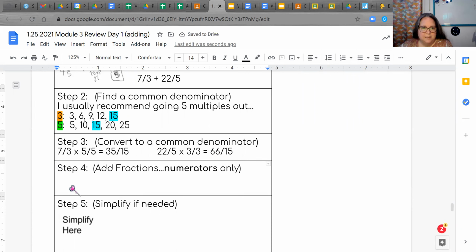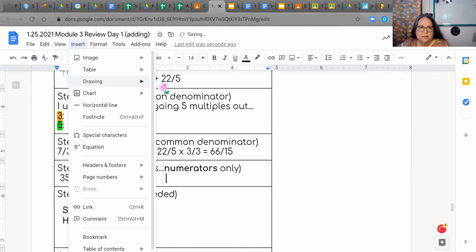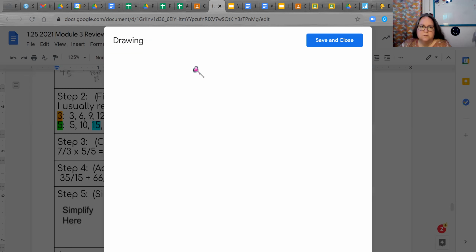So now that we have our fractions, we have 35/15. We're going to add 66/15 equals, if you're not too sure how to add that, I'd go right here, insert somewheres, just pick a spot, you guys, it doesn't matter. I'm just gonna move it right over here. I'm gonna hit insert, drawing, and drawing new.